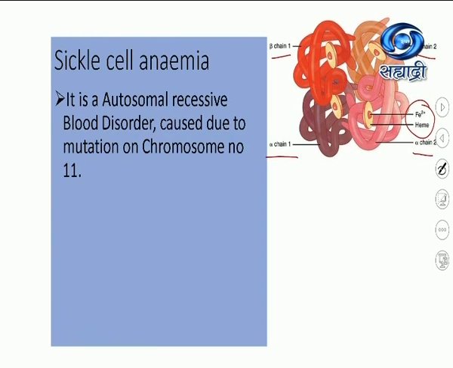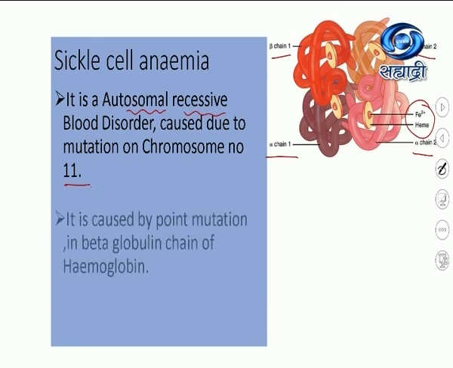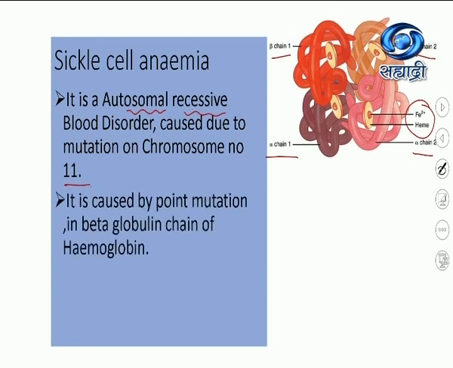Sickle cell anemia is an autosomal recessive blood disorder caused due to mutation on autosome, chromosome number 11. I will again explain in the next slide what an autosome is, which is responsible for somatic characters. This sickle cell anemia is caused due to mutation on chromosome number 11 and it is a recessive disorder. Recessive traits are shown only if it is in homozygous condition. It is caused due to point mutation, a very important term.